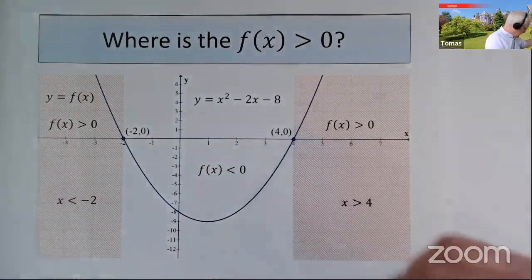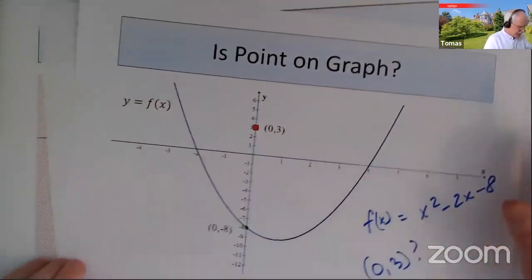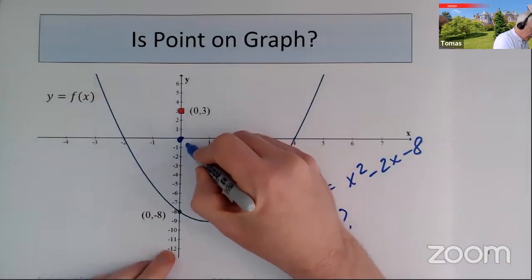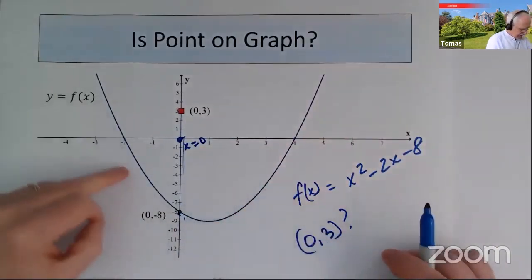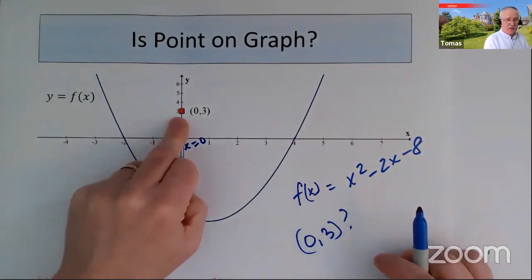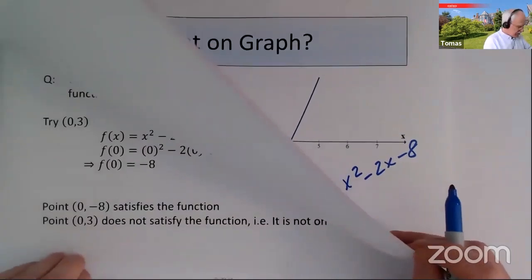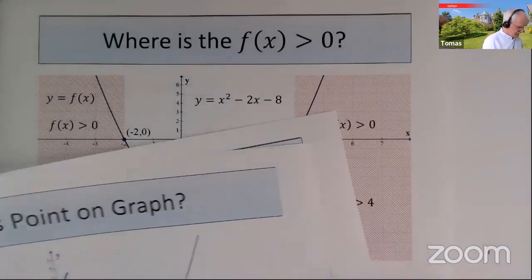So when this graph was going down there nicely, look at it here. When this graph was here and smooth, when x was 0 here, I looked down. I could see that it was passing at minus 8, not above me at 3. So that's not on the graph. And that's all you'd be asked to do. Again, that's one of the questions that they can ask.